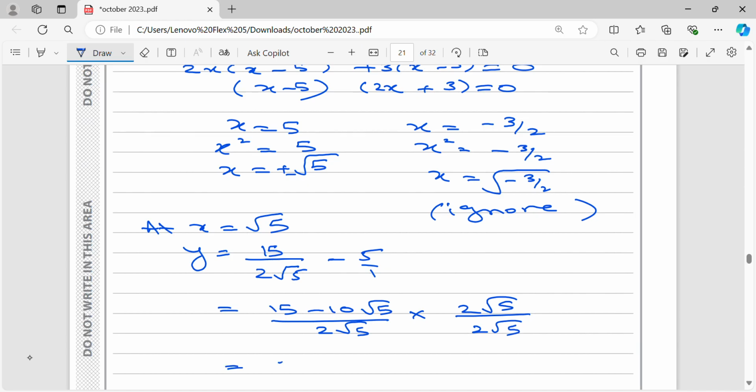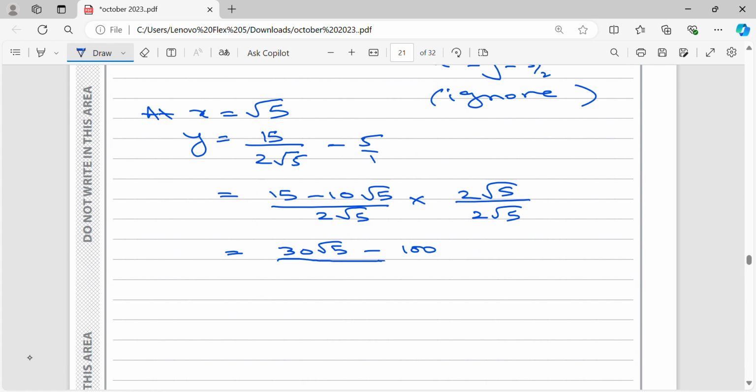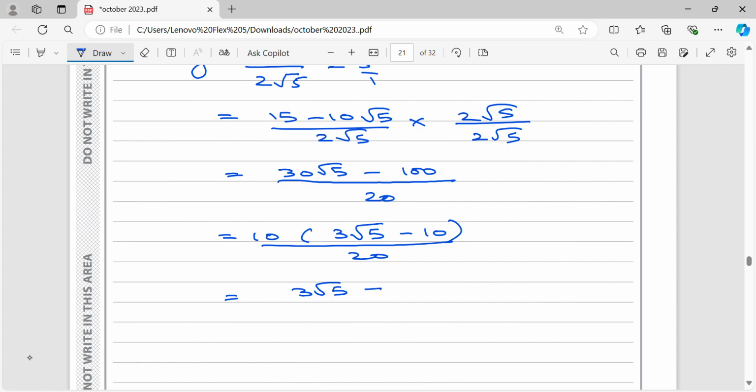So this would be 5 times 2 is 30 root 5 minus 20 times 5 is 100. 2 2s are 4, 4 times 5 is 20. Take 10 common. 3 root 5 minus 10 over 20, so 3 root 5 minus 10 over 2. Or I can write it as 3 root 5 over 2 minus 10 over 2, which is 5. I split it to the denominator. So this was done when x is positive.